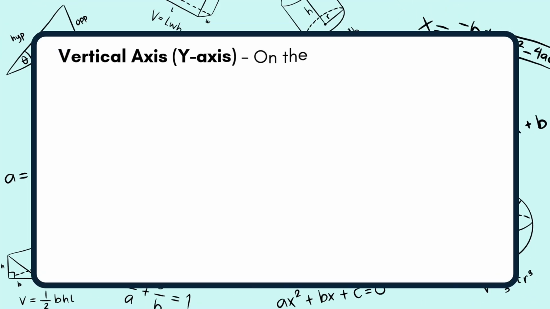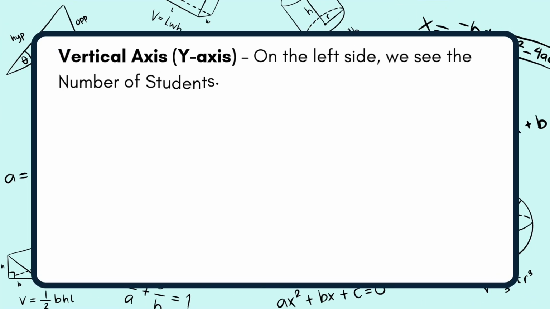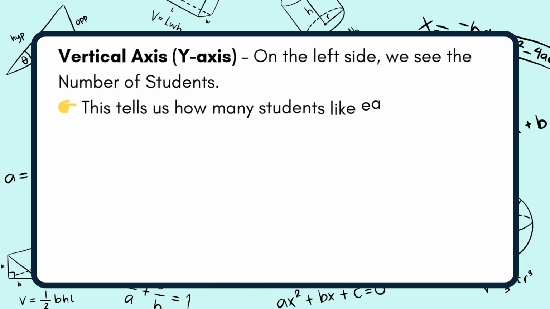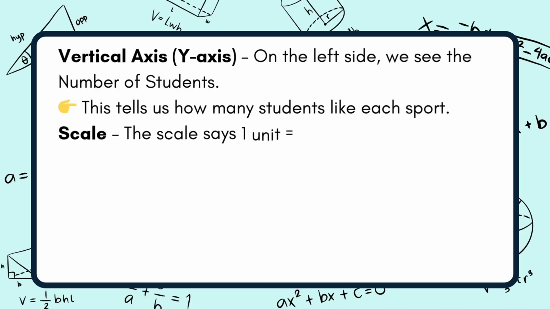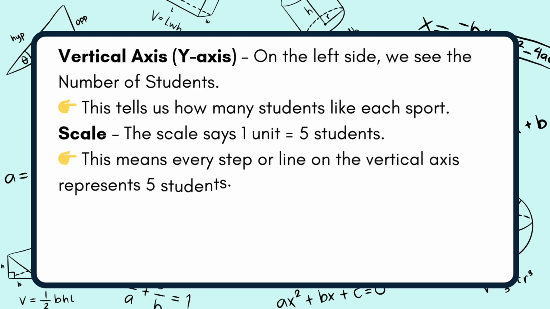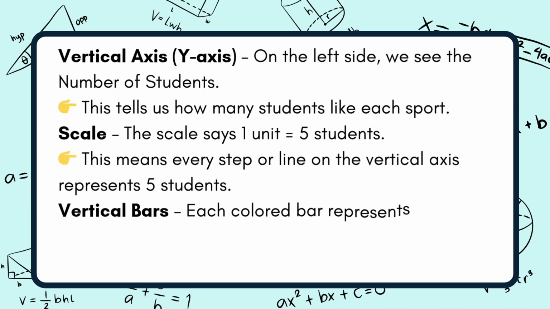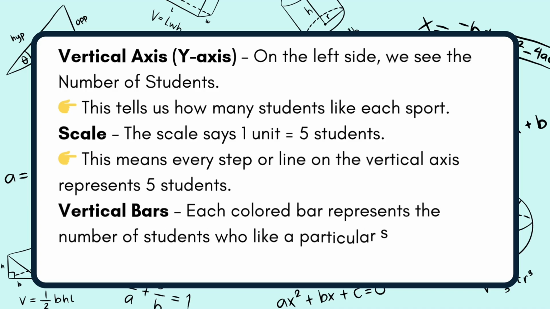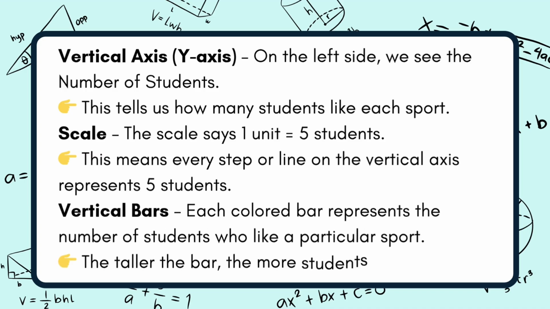Okay, so next we have the vertical axis. So the other one is horizontal, yung x-axis natin. This one is the vertical axis or the y-axis. On the left side, we see the number of students. Okay, so yun yung patayo. Okay, so for the scale, it says 1 unit is equal to 5 students. So it means every step or line in the vertical axis represents 5 students. So for the vertical bars, each colored bar represents the number of students who like a particular sport. So the taller the bar, the more students like that sport.